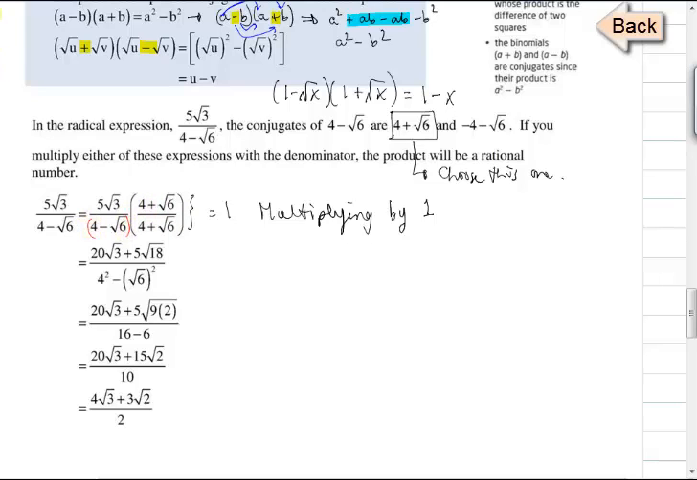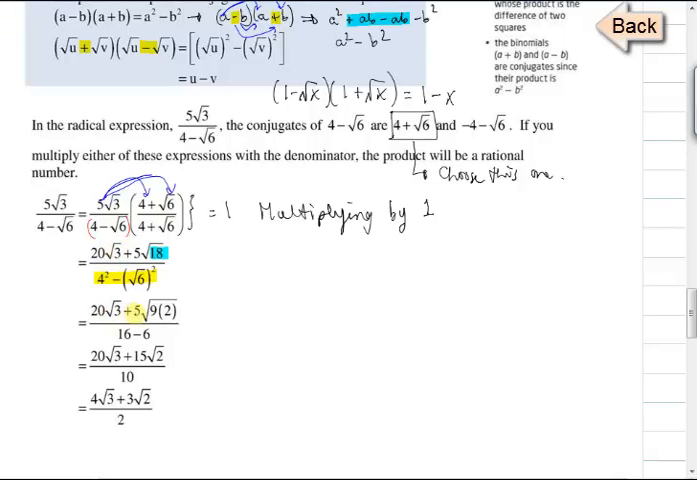Okay, so in the numerator, we are going to distribute the 5 root 3 over the 4 and the 5 root 3 over the root 6. In the denominator, we're going to use our shortcut. So 5 root 3 times 4 is 20 root 3. 5 root 3 times the square root of 6 is 5 root 18. In the denominator then, we square our 4, so 4 squared minus our square root of 6 squared. Now we got two things we need to simplify. We have to finish simplifying the denominator, and we need to simplify the root 18.